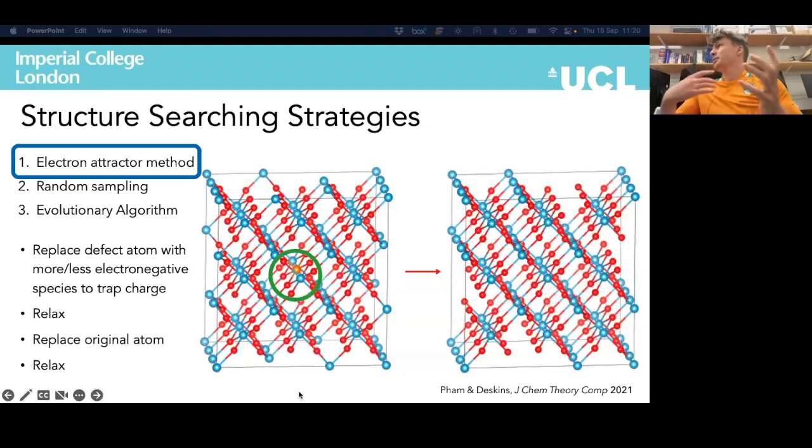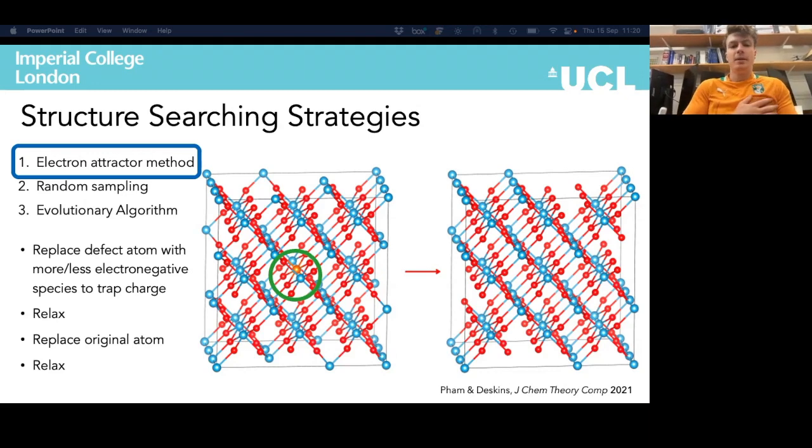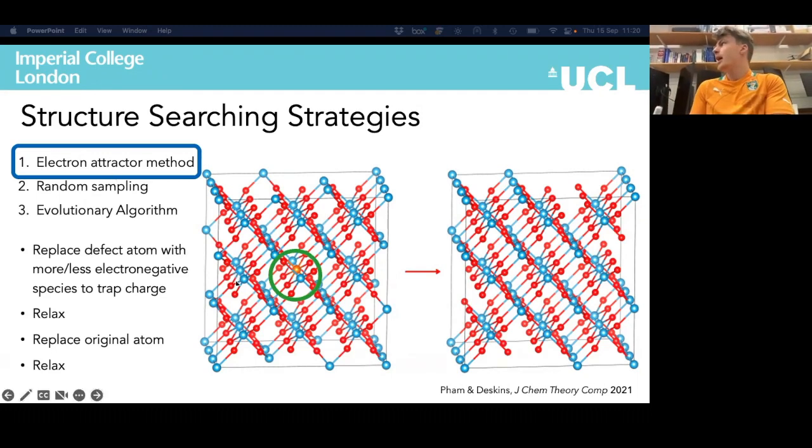Okay, so I'll briefly discuss some of the alternative structure searching approaches that have been proposed in the literature, what their advantages and disadvantages are, and maybe if some of what works for them could also be incorporated into our method. One approach to deal with this behavior is the so-called electron attractor method, mainly discussed by the group of Pham Deskins, but it's been around for quite a while. Essentially, you manually replace your defect atom with a more or less electronegative element, depending on the charge state of your defect. This enforces charge localization at your defect site, so either an extra electron or an extra hole will localize at that defect site.